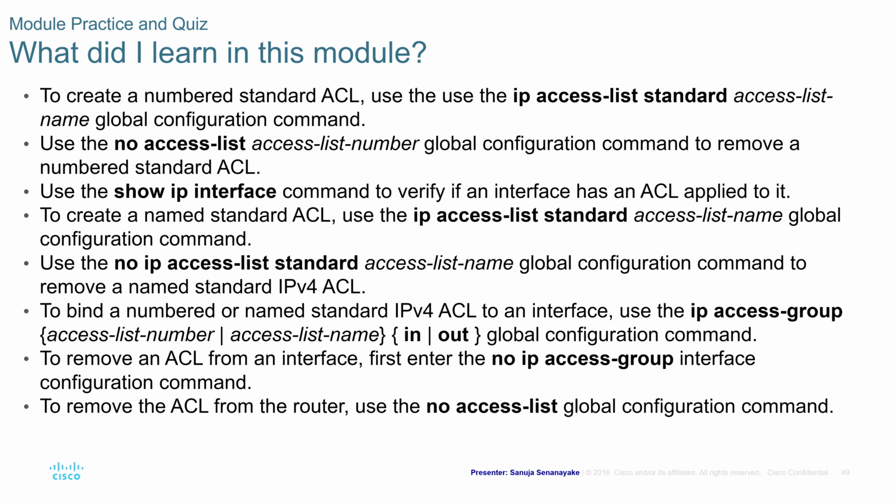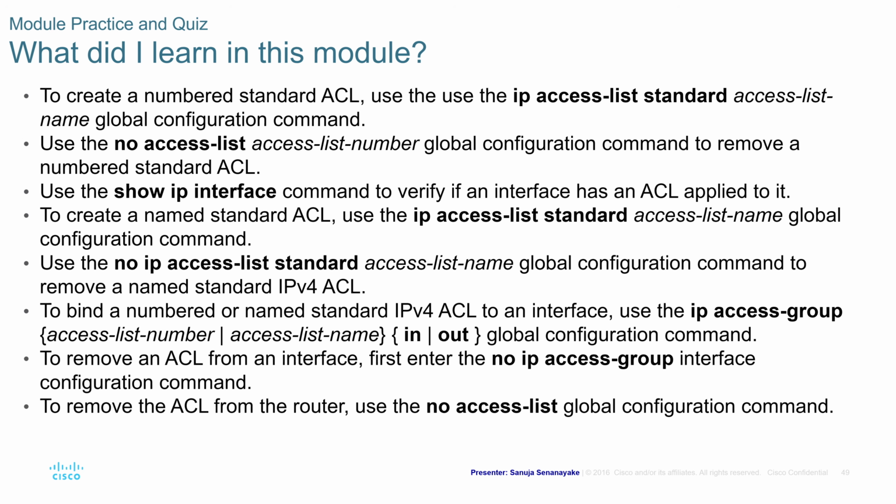We learn how we can create a named standard ACL using the IP access-list standard with the options available in the global configuration command. We also learn how to use the no IP access-list standard with the options associated with that to remove any named standard IPv4 ACLs. We learn about how we can bind a numbered or named standard IPv4 ACL to an interface. Remember, to do that we use the IP access-group with whatever the ACL list associated with that in the global configuration command.